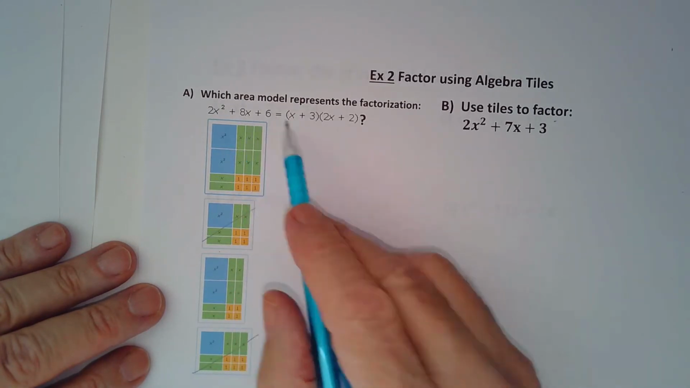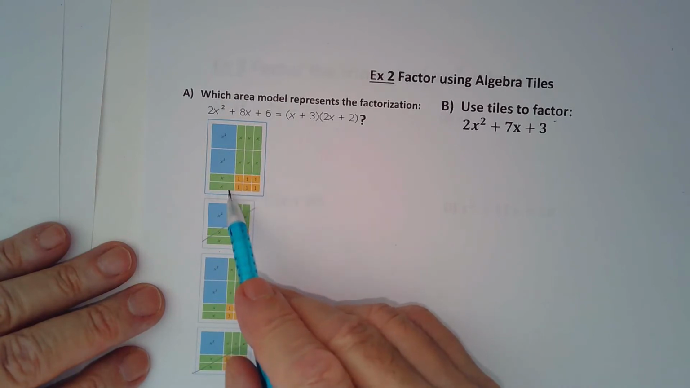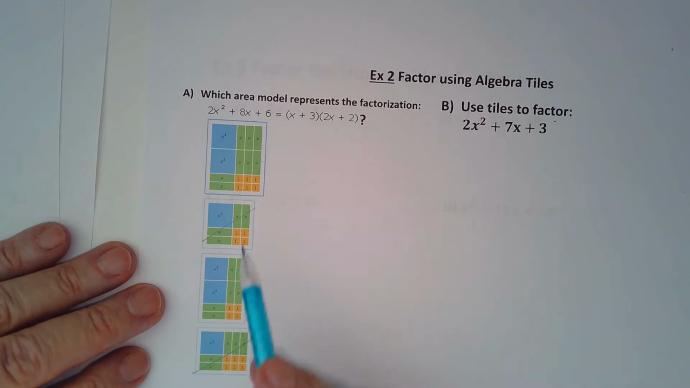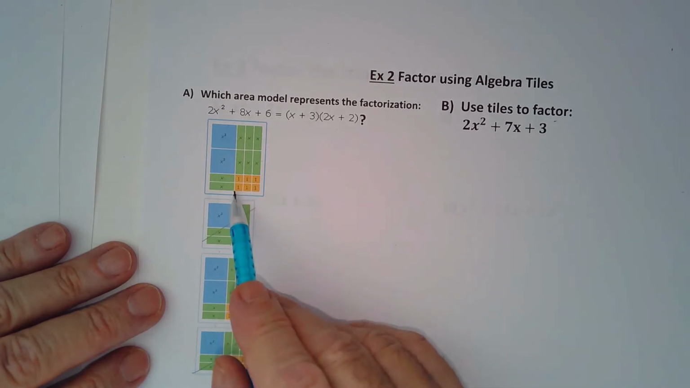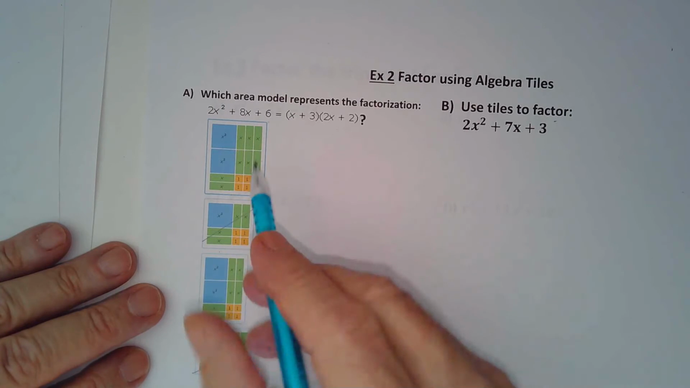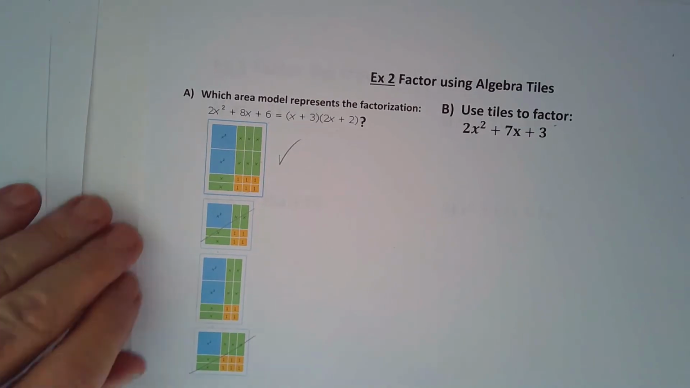Now I need 8 x's, so I need to count these. 1, 2, 3, 4, 5, 6, 7, 8. That's 8 x's. So this looks like the winner, but let's count these. 1, 2, 3, 4, 5, 6. Yeah, this is only 6 x's. Just to be sure, count the units. 6 units? Yep, we got 6 units. So that's your answer. That's how you would do it. And you would click on it and they'd say, oh, outstanding job.